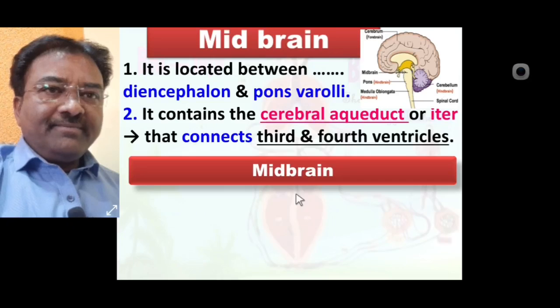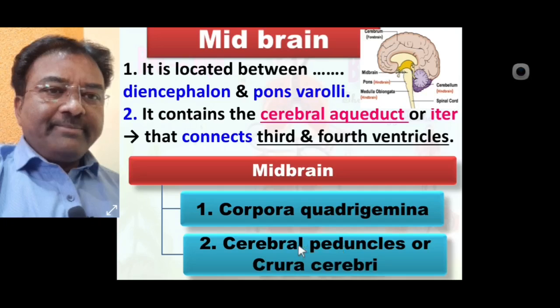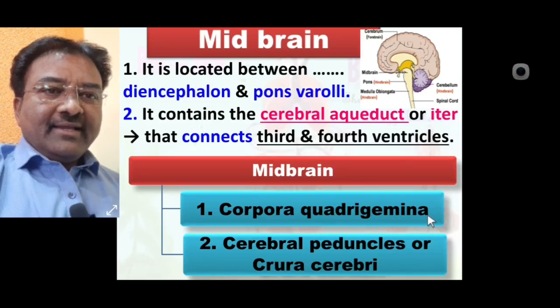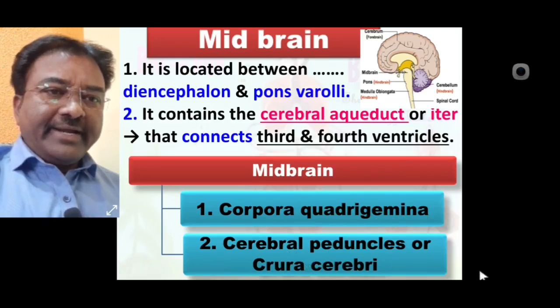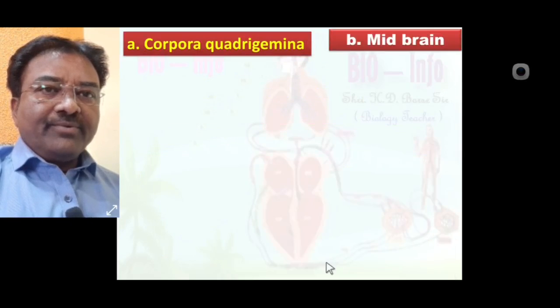Midbrain consists of two parts: corpora quadrigemina and cerebral peduncle, also called Crura Cerebrae. We learn one by one. First one is corpora quadrigemina. What is corpora quadrigemina?